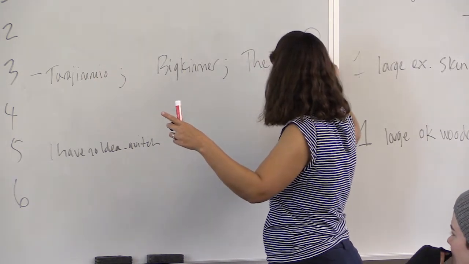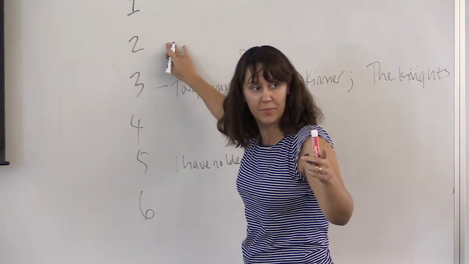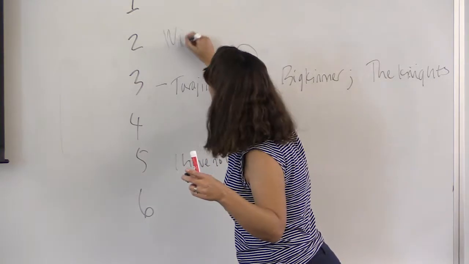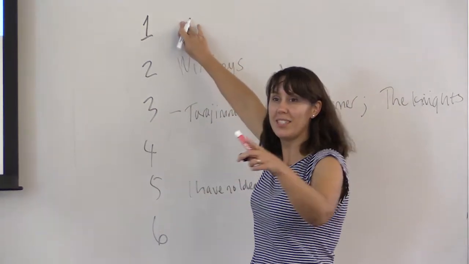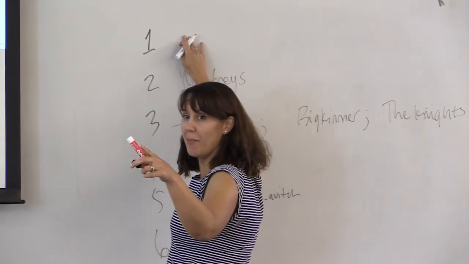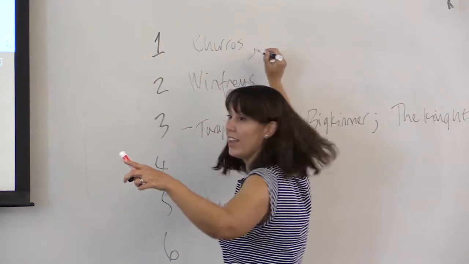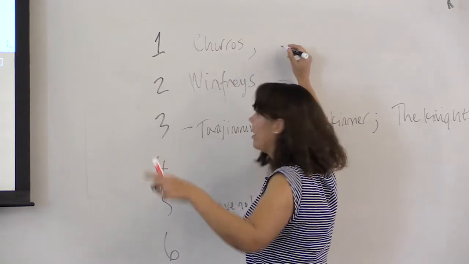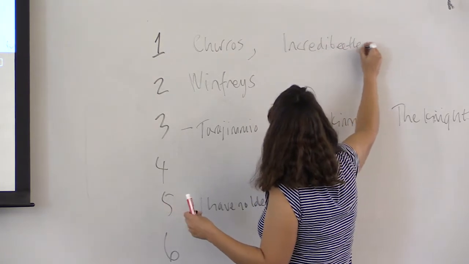As you can see, I can't write on boards. All right, anyone taking 2 steps? Ooh, lucky you. What's your name? The Winfreys. All right, and anyone taking 1 step? Ooh, lucky you guys. Okay, what's your name? Choros. Okay, and then your name? The Incredible Beetles. All right, we got some good names here.